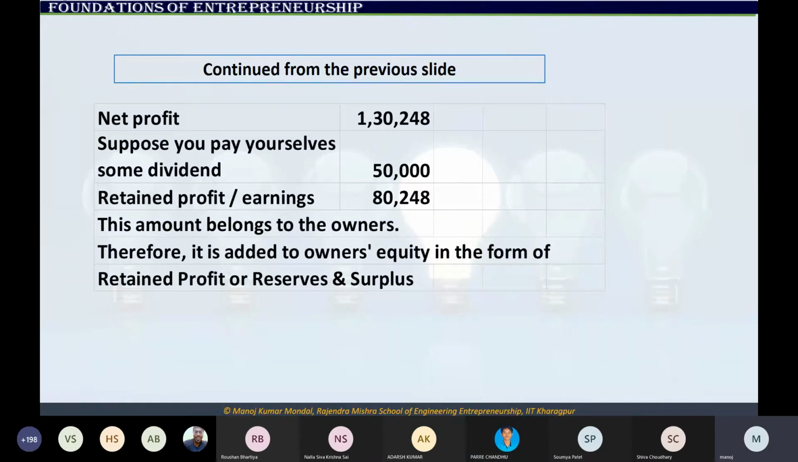You made some sales of stationaries and you earn 5 lakh rupees. Now, out of 5 lakh, if you are making a net profit of 1,30,248, then your profit percentage is 1,30,248 divided by 5 lakh. Because profit is estimated not on cost but on sales: what percentage of sales is your profit? That is the percentage. What percentage of sales is your gross profit?